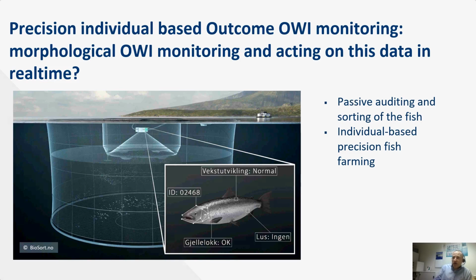Being able to act upon these changes in OWIs, especially these level 1 and level 2 indicators, in real time would be a fantastic gain and a paradigm shift. And an example of this is the Biosort Aya farm, which involves passive auditing and sorting of the fish. And then based on that auditing and sorting, you can respond to what you see. So it brings individual-based precision farming to large-scale rearing.